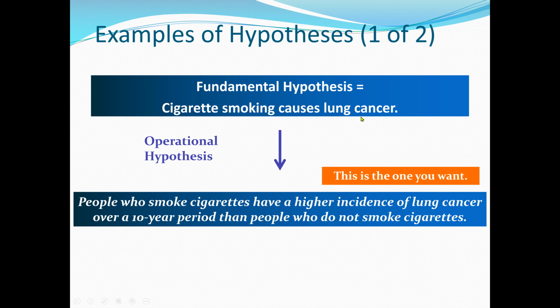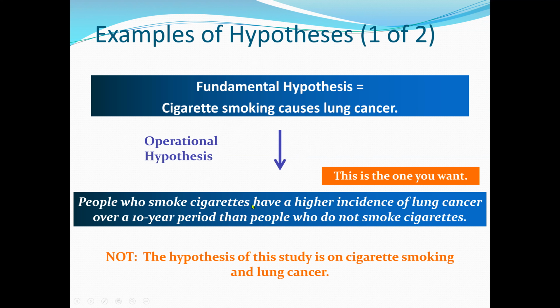Cigarette smoking causes lung cancer. And here we can also quantify how many cigarettes. So maybe smoking more than one pack a day causes lung cancer, with a 10% chance or 100% chance or 50% chance of causing lung cancer. So this is a claim that we know. From previous studies, we have that result. So the hypothesis of this study is on cigarette smoking and lung cancer.